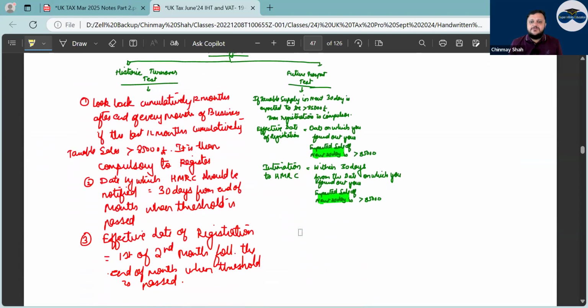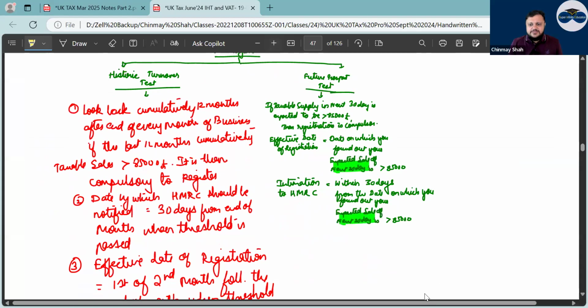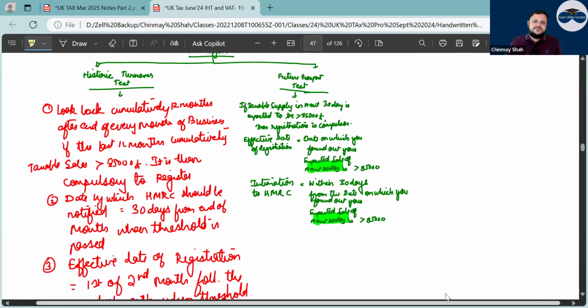Then in VAT registration, you have two types: a historic turnover test and a future prospect test. What does the future prospect test say? Have a look. If taxable supply in the next 30 days is expected to be greater than 85,000. Now this limit has changed this year, correct? This limit has changed for June 2025, right?